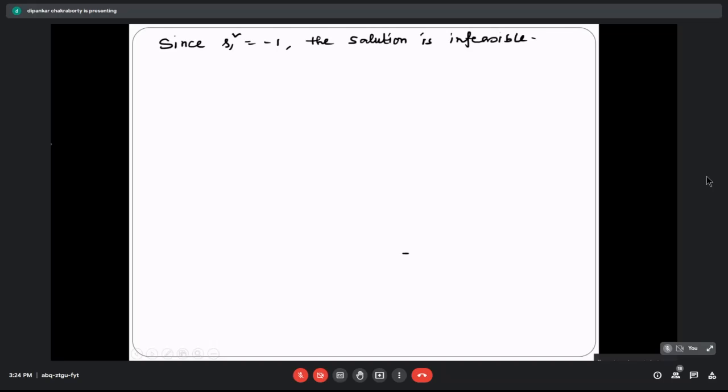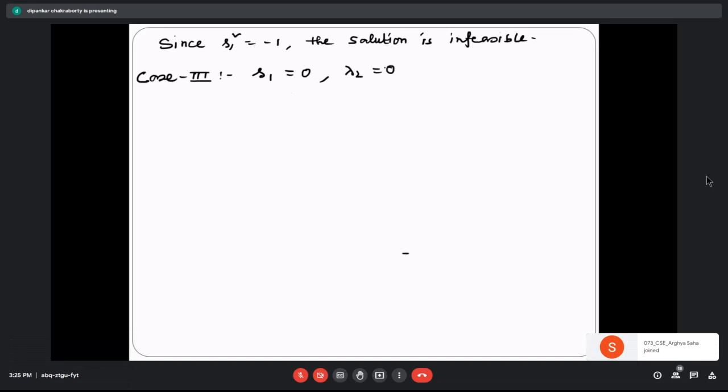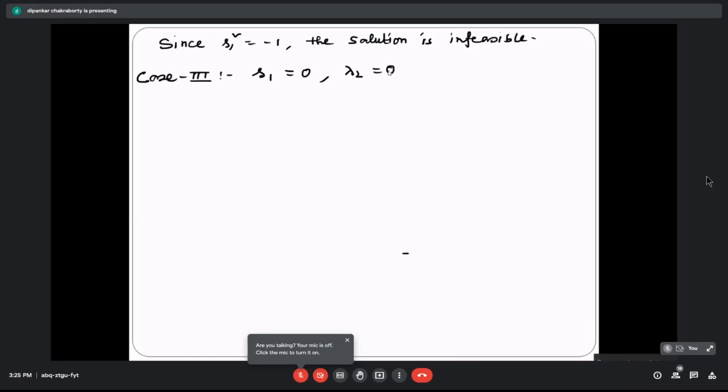Okay. So next, what you are going to do? Next case. So case 3, what you are going to choose? s1 equal to 0 and lambda 2 equal to 0. So if s1 equal to 0 and lambda 2 equal to 0, first we are going to write down the value of x1. x1 is what? Anyone? Tell me.